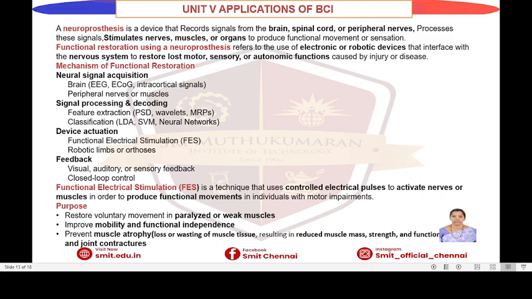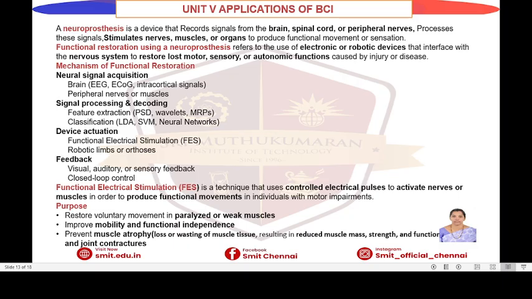The last unit is application of BCI. So far we studied what is BCI and also electrophysiological sources, feature extraction, classification. So from that, where we can apply all those things, the first one is the functional restoration using neuroprosthesis. Neuroprosthesis records signals from the brain, spinal cord, and also peripheral nerves. We can process those signals and we can stimulate the nerves, muscles, and organs to produce functional movement or sensation.